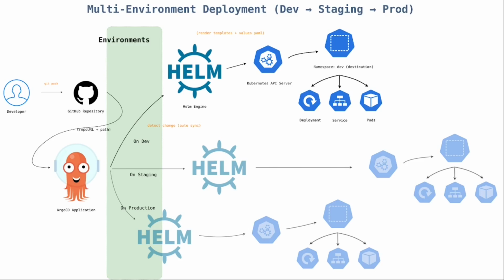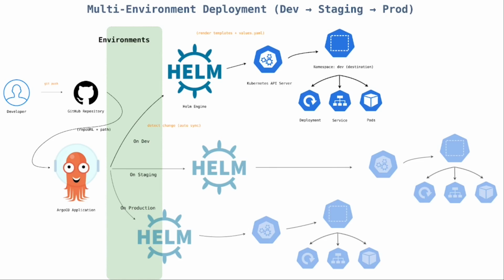Once ArgoCD reads this configuration, it scans all environment folders and automatically creates child applications for each environment. These child applications are managed inside the ArgoCD namespace and represent the actual deployable unit. This pattern, known as app-of-apps, allows you to manage multiple applications and environments in a centralized and scalable way.